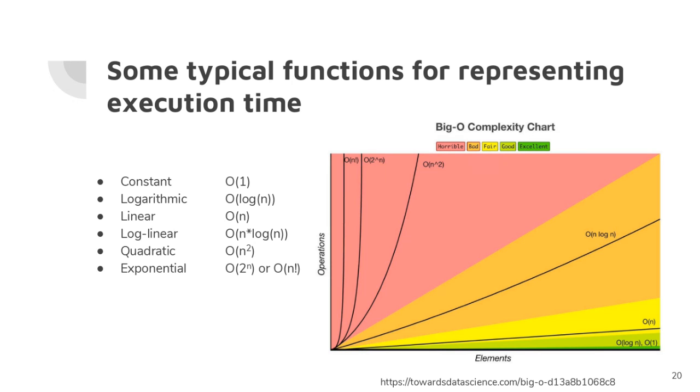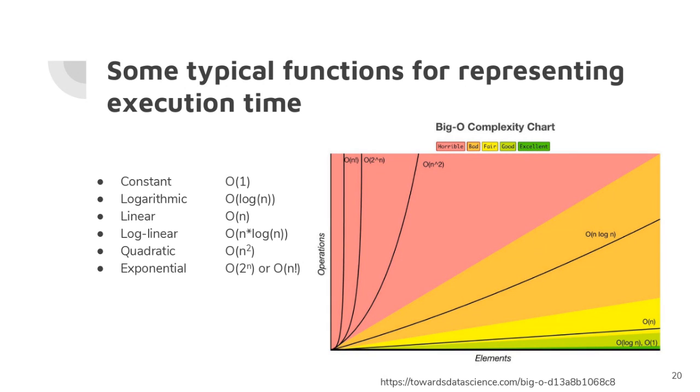So here is an overview of the most common functions for representing execution time, in a colored graph. You see constant algorithms, for example, if all items are sorted in a list and you want to compute the maximum, you can just take the last element. That's constant time, and it does not depend on the size of the input list. Obviously, that's the best case, and it has an excellent score here in the big O complexity chart.